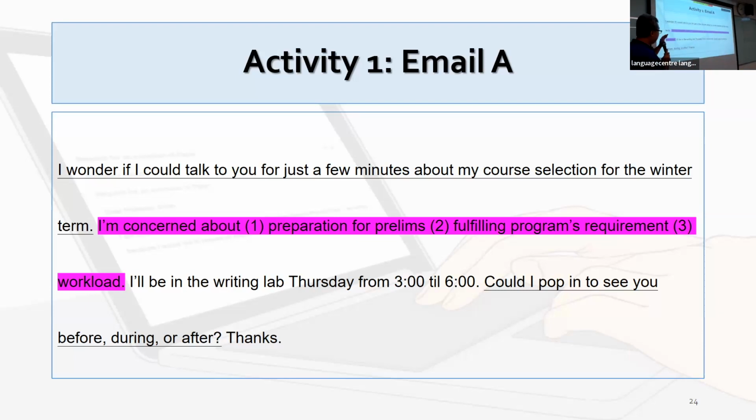So if I don't remove this sentence here, what is the function of this sentence? "I'm concerned about preparation for prelims, blah, blah, blah." Here, the student is providing a justification or a reason why he or she is making such a request. The student is telling the lecturer that he or she has a purpose for the consultation. That's why he or she wanted to have a consultation. So providing a justification or reason can be something that you might consider including in your email requests.